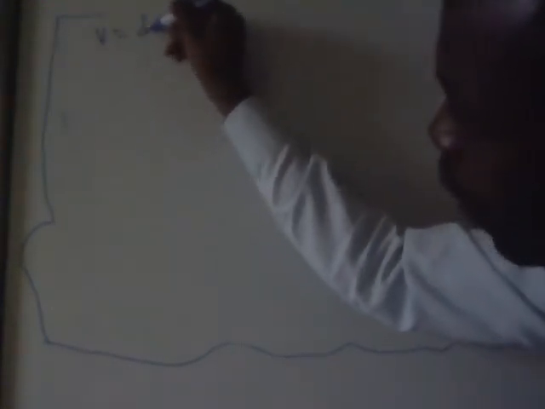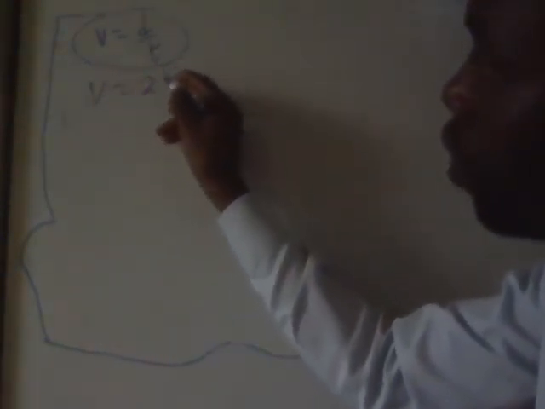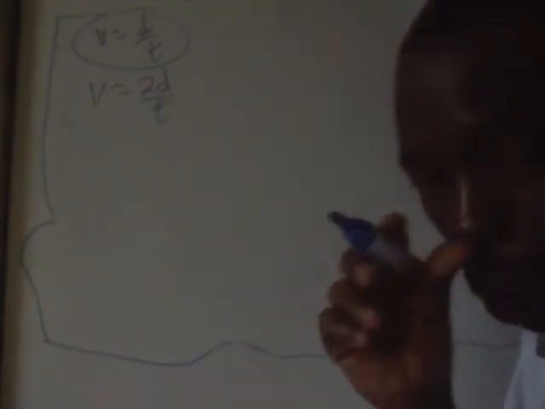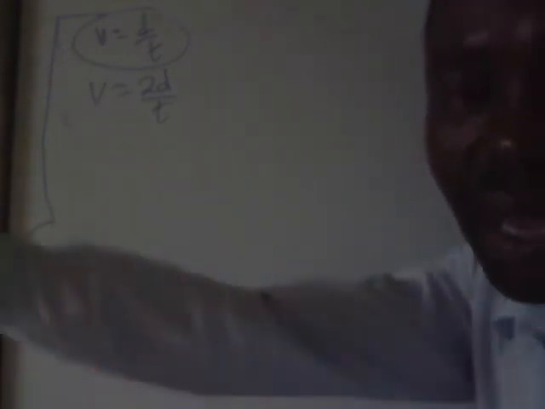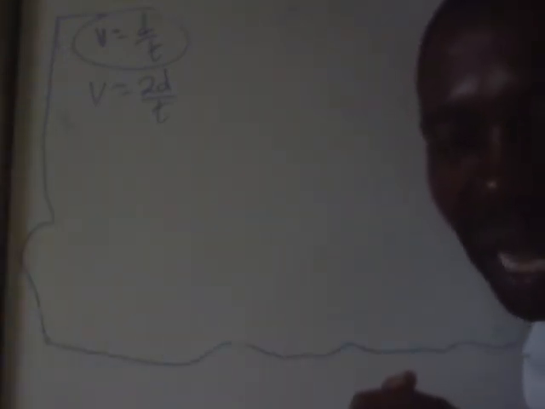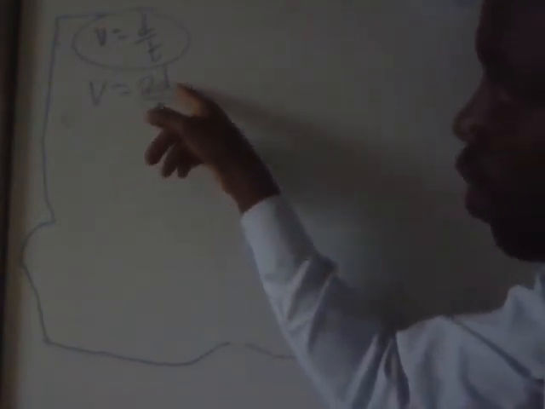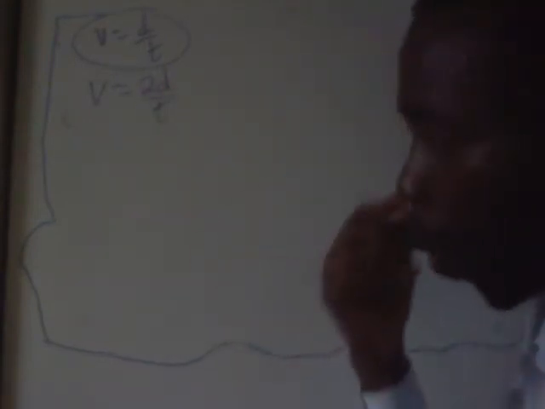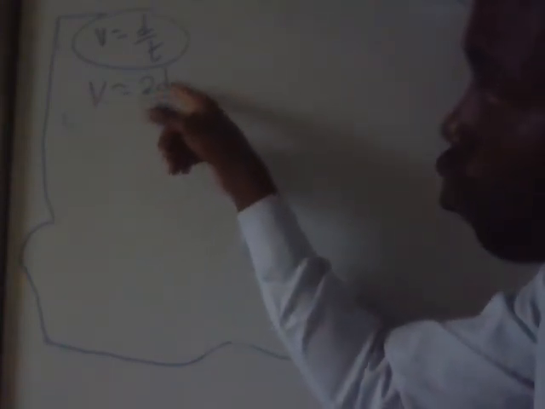But this one is a calculation. The formula to use in echo for the speed of sound: we know that V equals distance over time, but you're not going to use this formula. You use 2D. The formula will be V equals 2D over time. That's the formula for echo. Why are we using 2D? The sound travels, it is incident, that's one distance, and it comes back, that's another distance. That's why we use 2D as the numerator. So you are going to use V equals 2D over T.